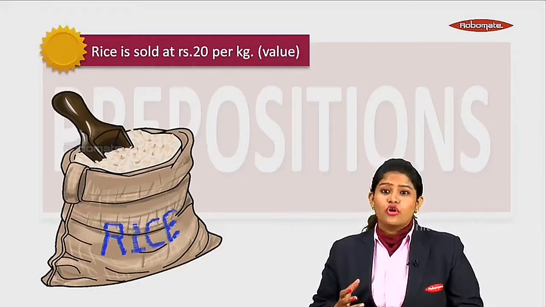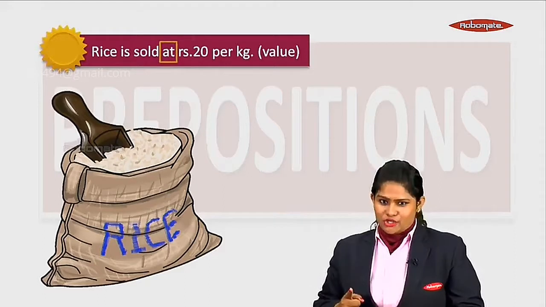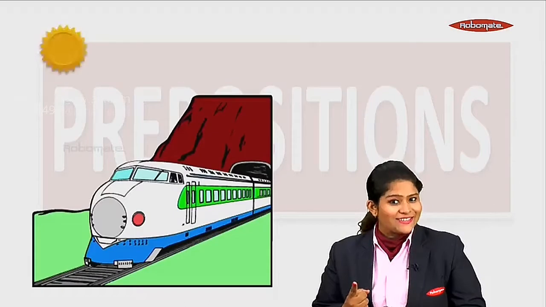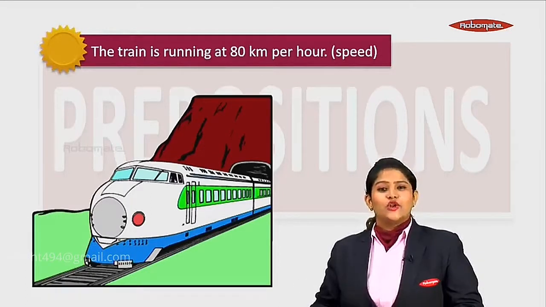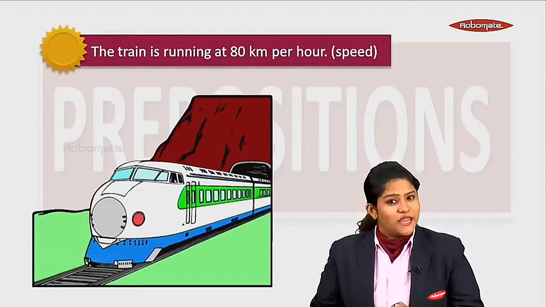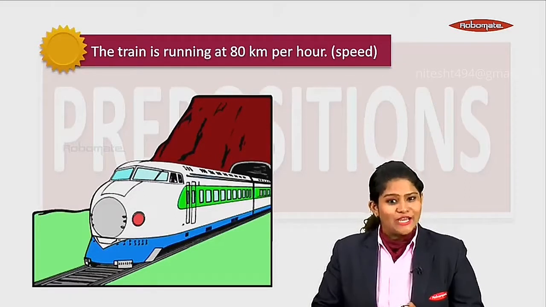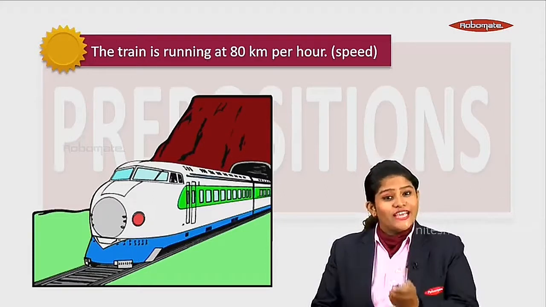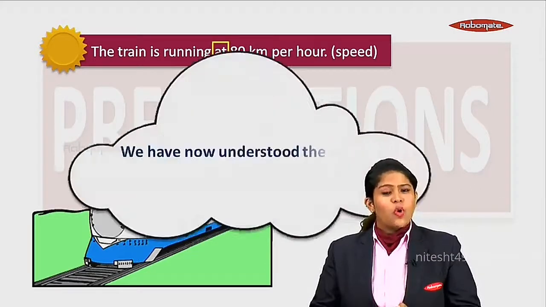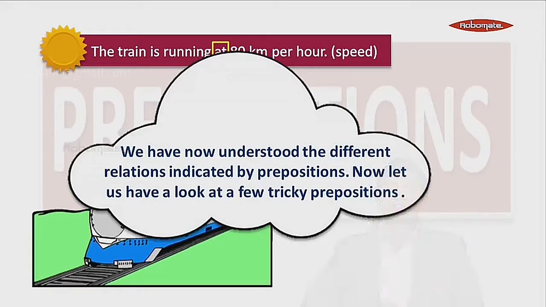Then we go on to the grocery. Rice is sold at rupees 20 per kg. So we've used at. And then the train is running at 80 km per hour. That's the speed. So when we spoke about the speed, the rate, the value, we used a different preposition for each type. So what have we learned from this? We have now understood the different relations indicated by prepositions.